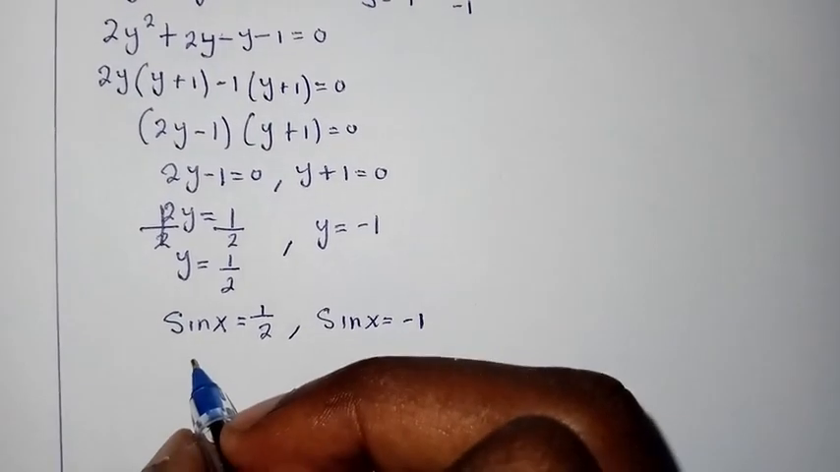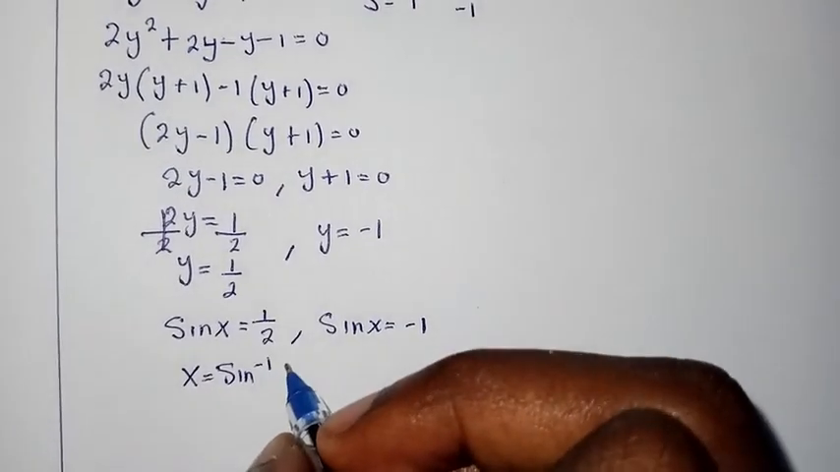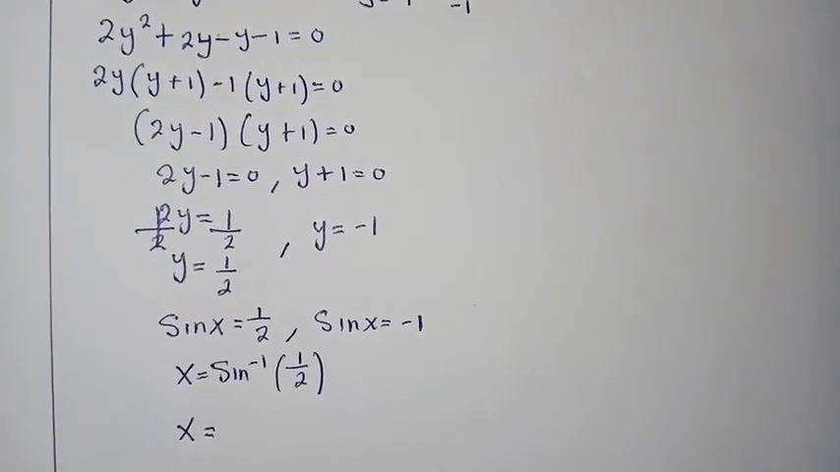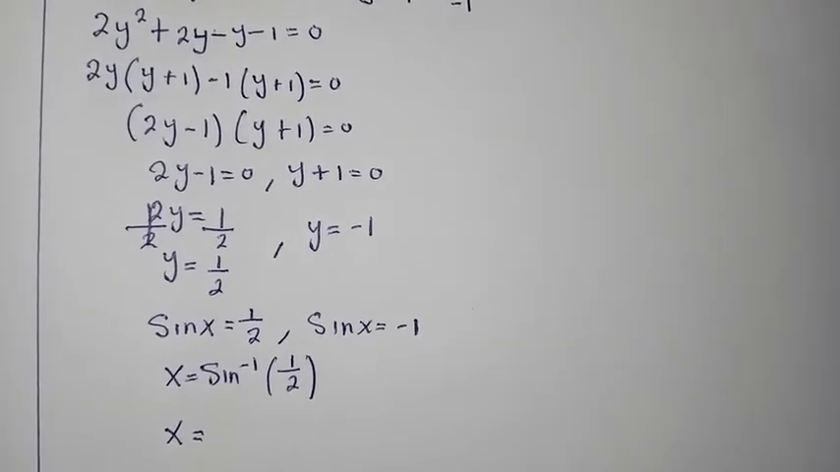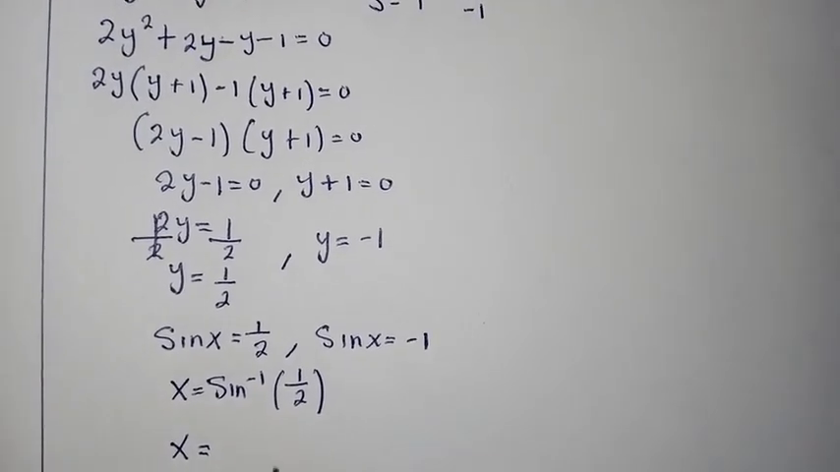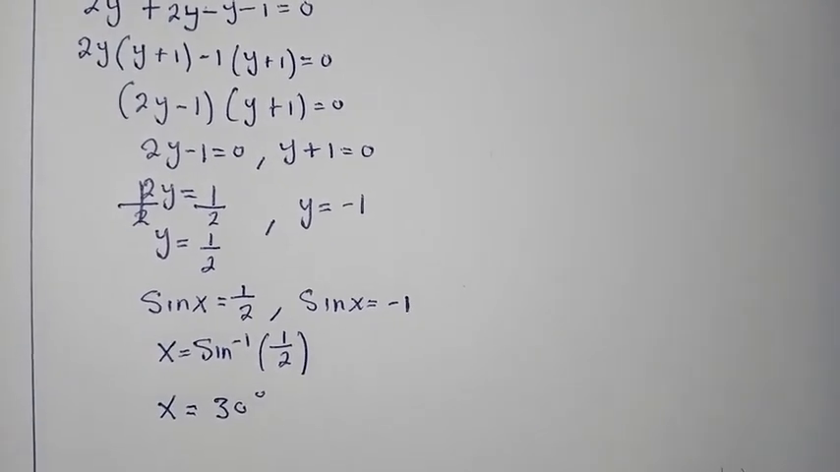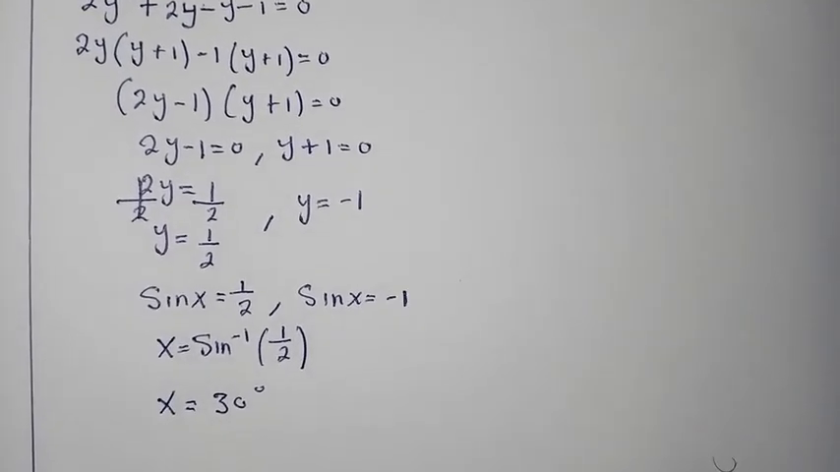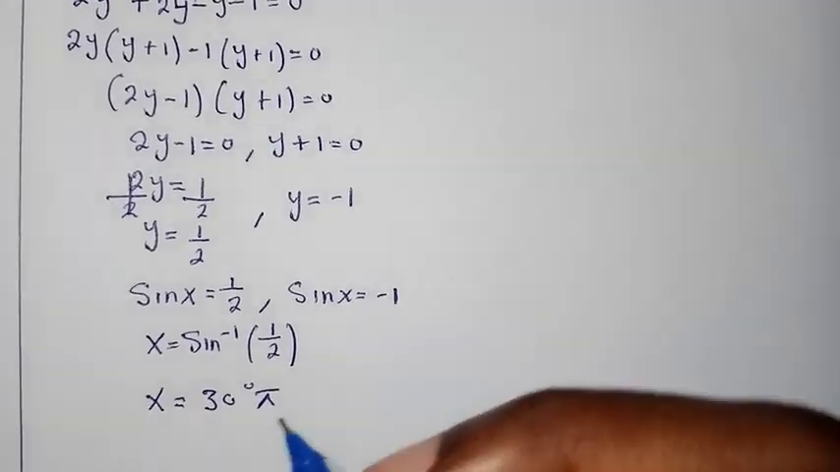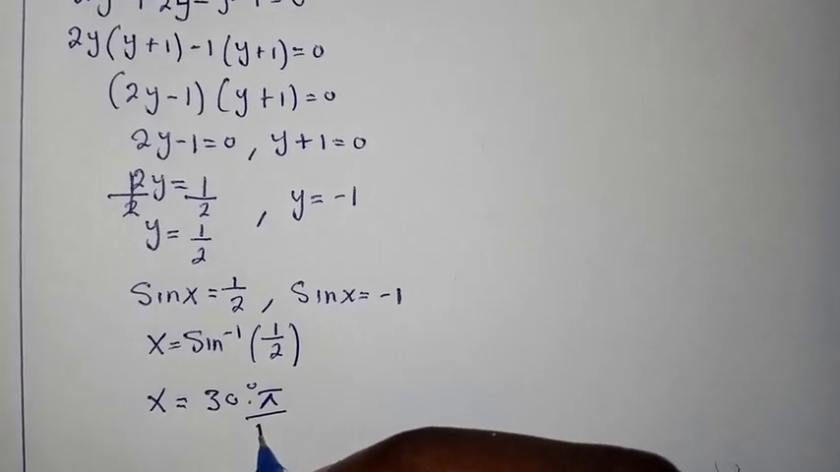But then we know that this is just the same as x equal to sine inverse of 1 over 2. This is a common trigonometric calculation. We know that sine inverse of 0.5 is simply 30 degrees, which we can turn into radians. If you want, you can take it in radians. We take it in radians since we're dealing with trigonometry. So to take it in radians, we'll just multiply by pi over 180.